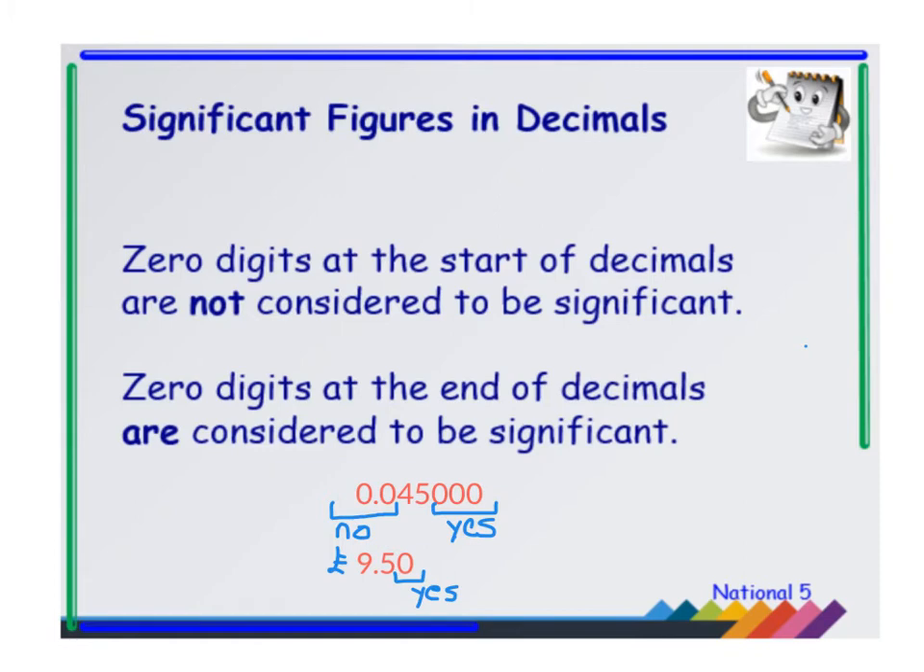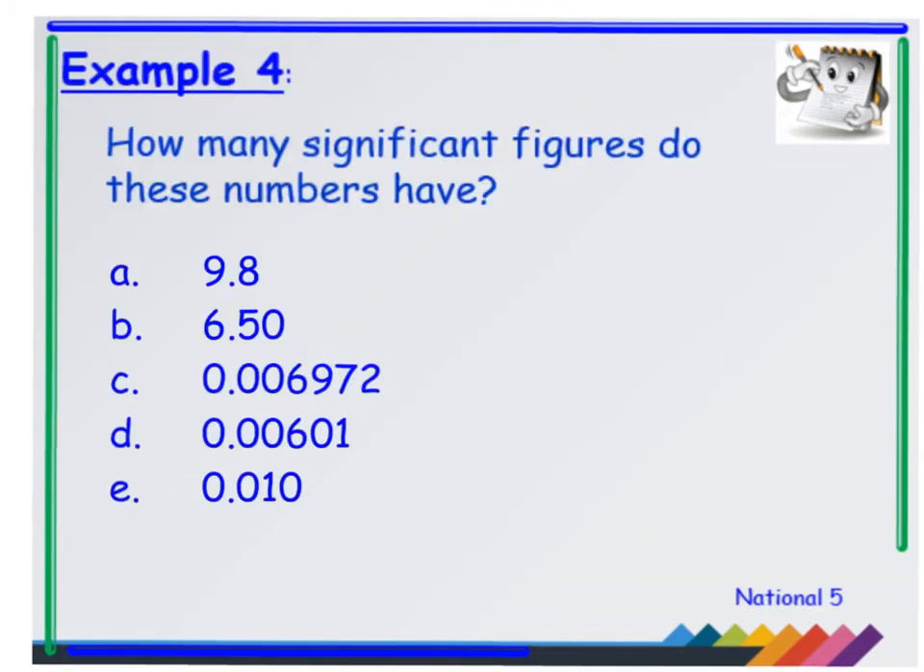So this number here I've given you of 0.045000 actually has 1, 2, 3, 4, 5. That has 5 sig fig. I'm now going to shorten that to SF. And this one here has 9, 5. We have to count that 0 at the end, so that has 3 sig fig. Let's have a try at more of them.